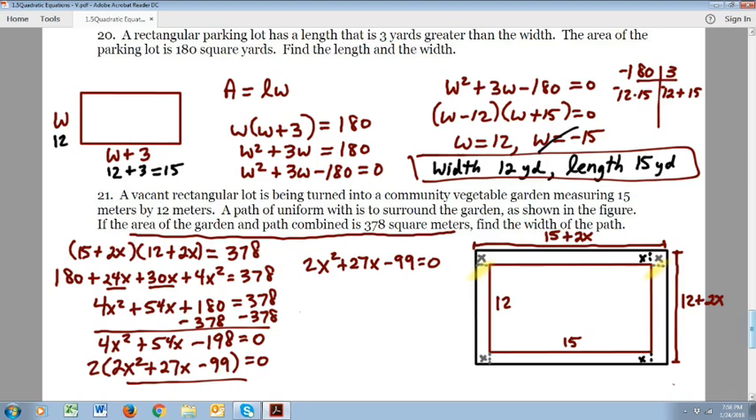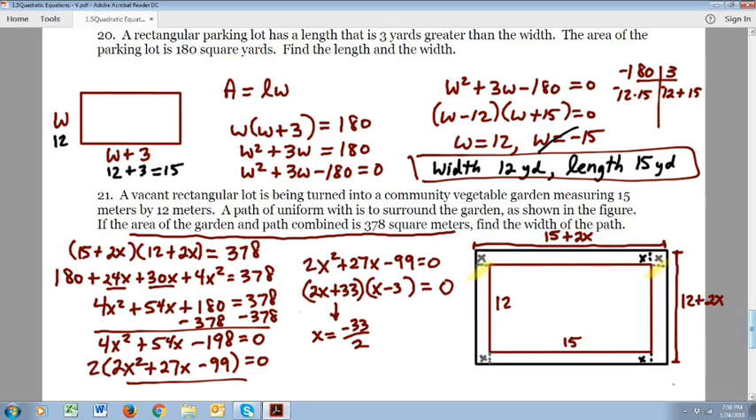The thing that makes this harder is the numbers are bigger, but you just use your calculator to help you, and it takes a little more time to find the factors. But when you factor it, you end up getting 2x plus 33 times x minus 3. Now for the first factor there, when you set it equal to 0 and solve for x, you're going to get x equals negative 33 over 2.